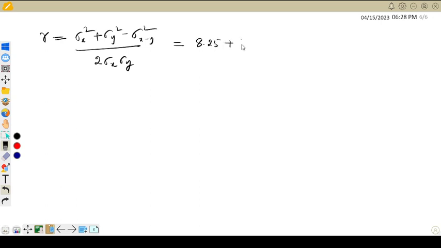Okay. So the value of r is equal to sigma x square plus sigma y square minus sigma of x minus y whole square, divided by 2 times sigma x into sigma y. Just substitute the values: sigma x square is 8.25 plus sigma y square is 196.21. Sigma z square is 127.36. You can go back and observe. Divided by 2 times sigma x value, students, which is 2.87, into sigma y value, which is 14.01. Just you can go back and check it.